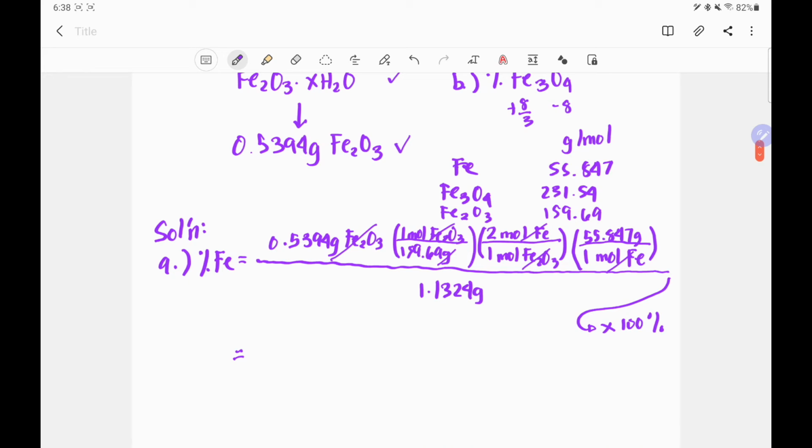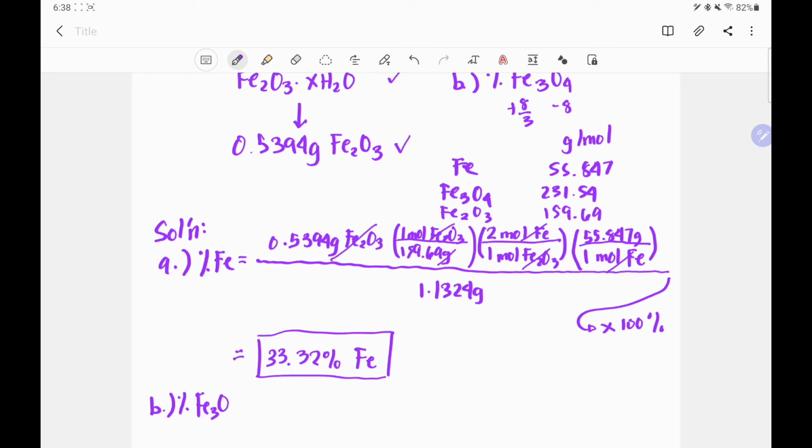Calculating for this value should give us 33.32% of iron. That's 4 significant digits based on the given. Easy, right? B should also not be too far off.